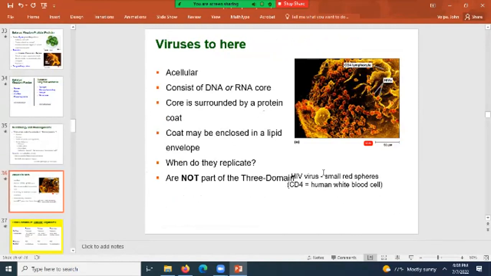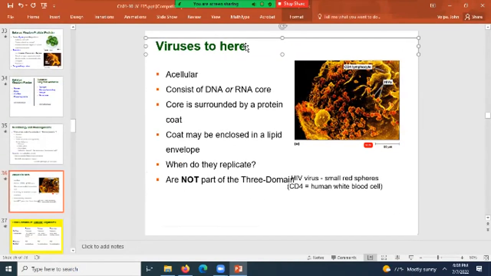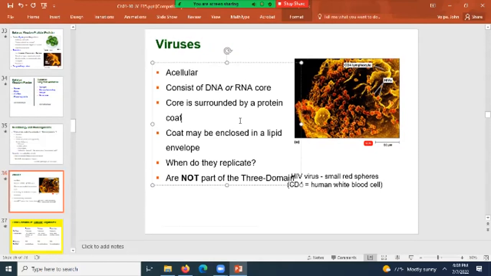So let's talk a little bit about viruses. That's from a previous lesson. As we stated, viruses are acellular. They do have a genome, which can be either DNA or RNA. And it is the core molecule of the virus, meaning the innermost molecule of the virus. But a virus never has both DNA and RNA. It's either DNA or RNA.